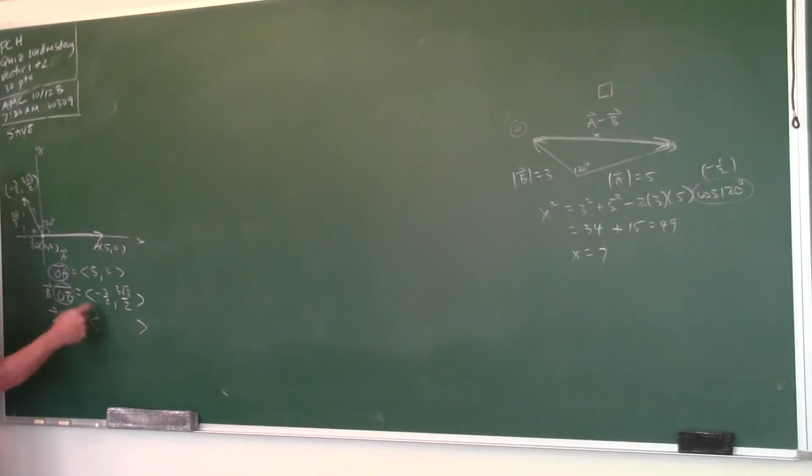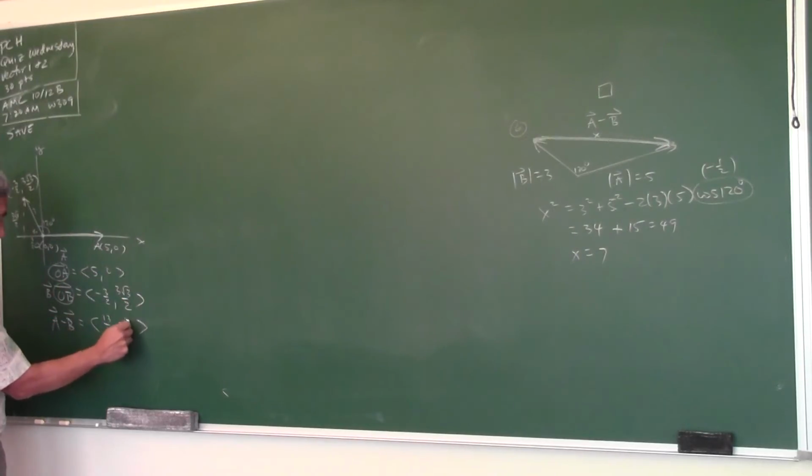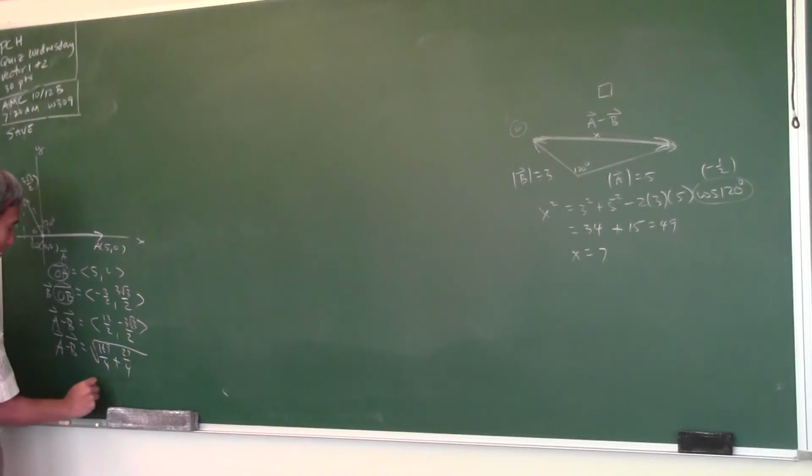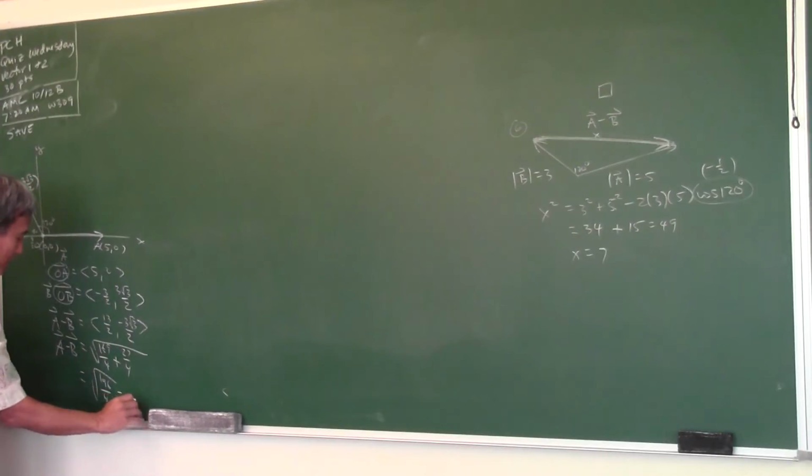Well, how do you subtract two vectors if they're in component form? You just subtract the components. This minus this, 13 halves. This minus this, negative 3 root 3 over 2. Now, how do you find the length of a two-dimensional vector? It's the square root of this squared, 169 over 4, plus this squared, 27 over 4. So that comes out to root 196 over 4, which is 14 over 2, 7.